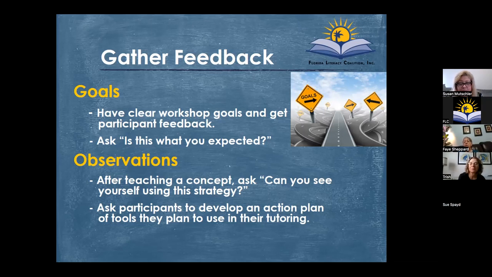Okay. We like to ask the participants what tools they'll be using in their tutoring. I like to refer right in the middle of the workshop. Would you use this tool in your tutoring?